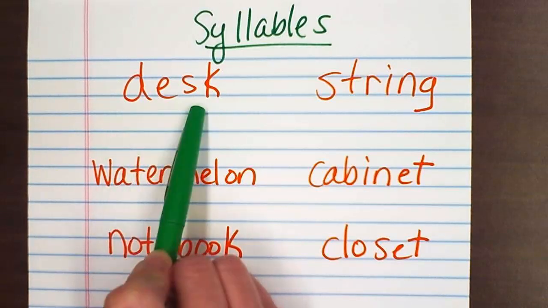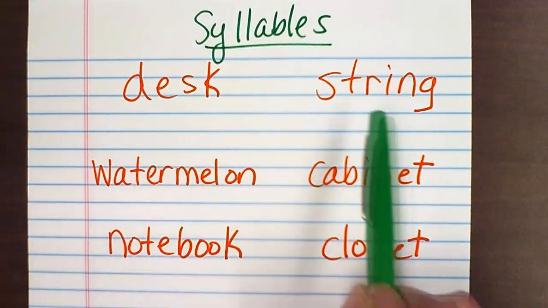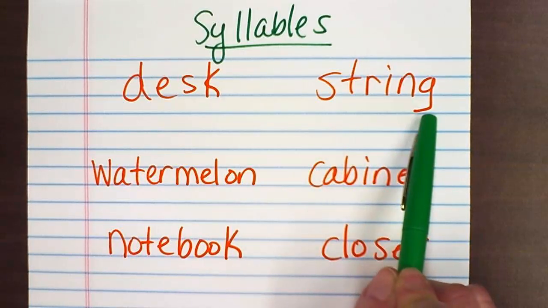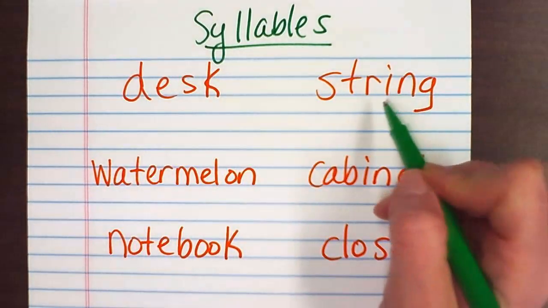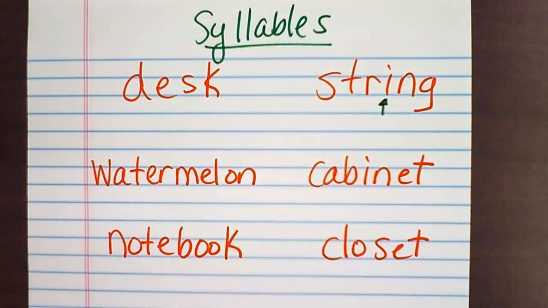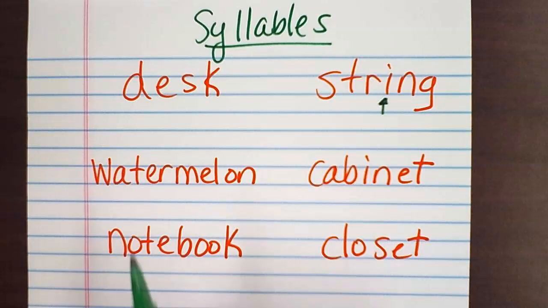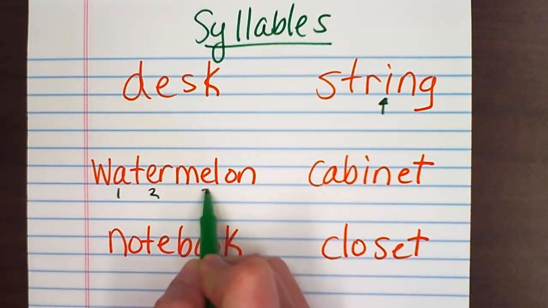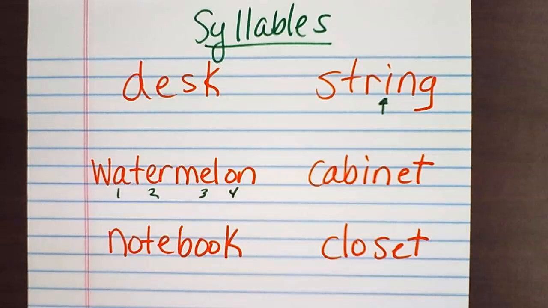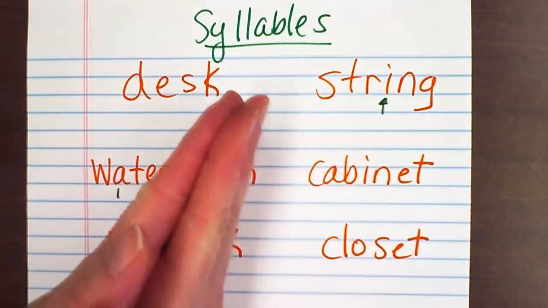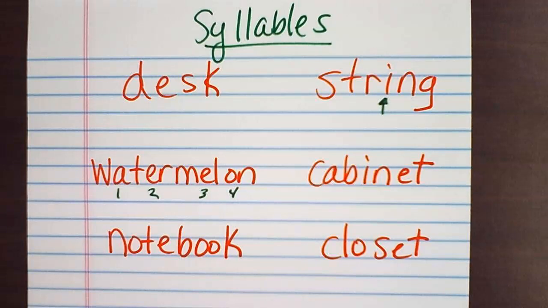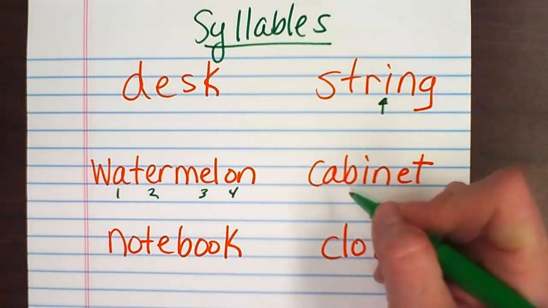So in the word desk, we have one syllable. In the word string, although there are 6 letters, there's only one vowel, which means the whole word is one syllable, string. If you want to clap it, you could say string. If you look at this next word, we have 1, 2, 3, 4 vowels. The word is watermelon. There are 4 breaths of air. Listen to me clap it. Watermelon. Okay? So you see how the connection is coming together here.